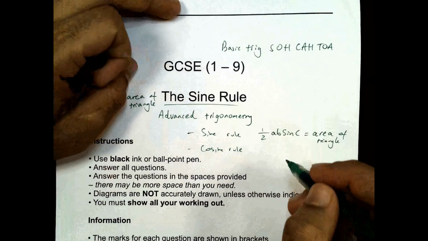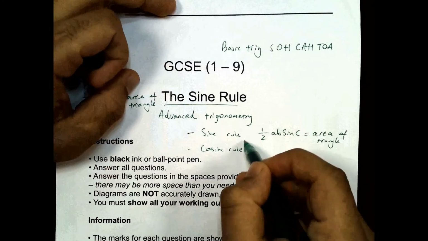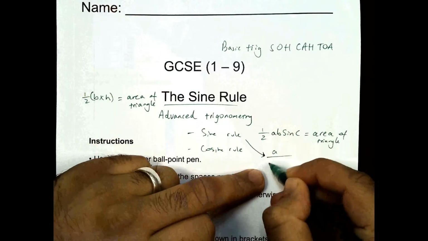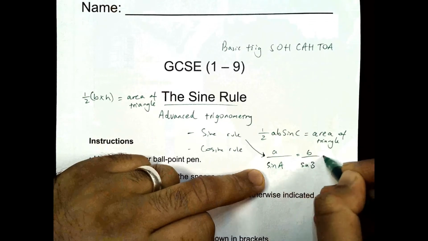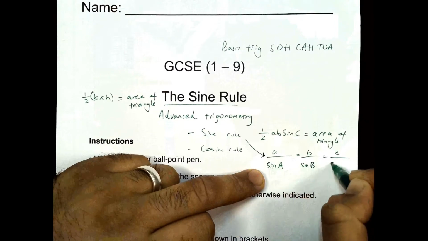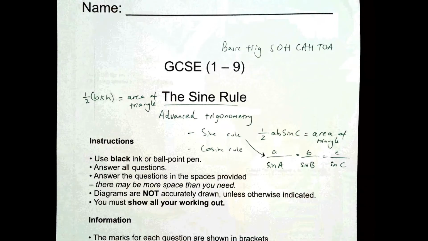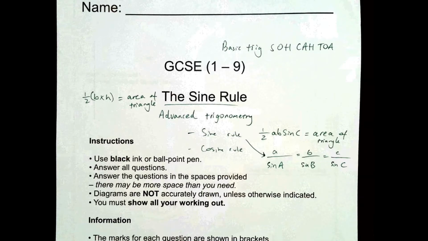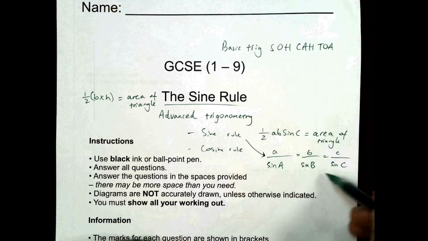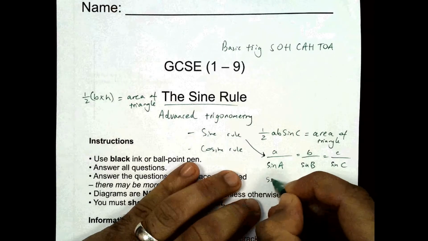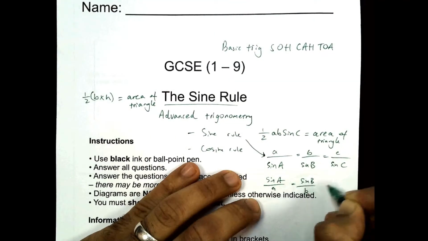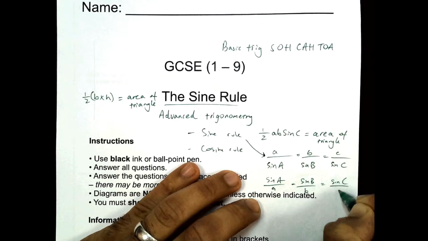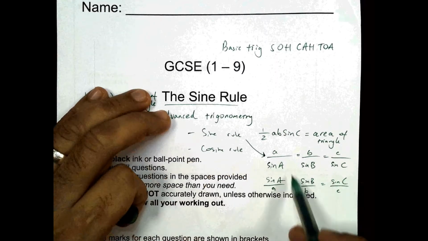So the rule that we're looking at today is this: A over sine A equals B over sine B equals C over sine C. Notice the capital letters and the lowercase letters, that's important. And just so you're all aware, the reciprocal of all of these is also true, meaning sine A over A is equal to sine B over B is equal to sine C over C. So there's two versions of the rule.